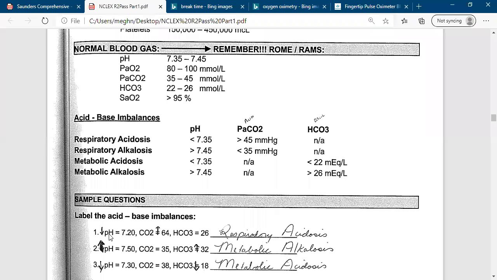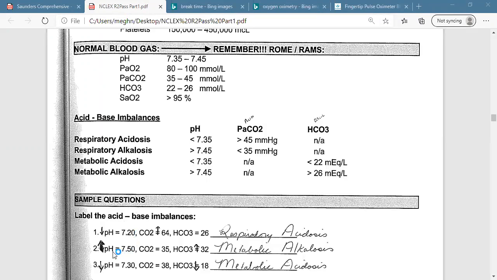So the pH is showing 7.20, carbon dioxide concentration 64, and bicarbonate is 26. Don't check this too fast; just see the pH, 7.20. It is less than 7.35. So the patient must have a problem, either respiratory acidosis or metabolic acidosis. Just see this pH.